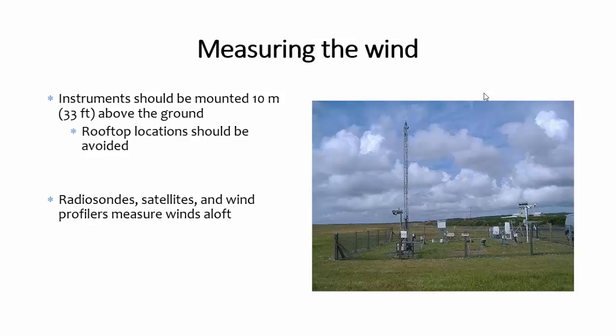Now, for measuring the wind, we do have pretty strict protocols from the National Weather Service. To get an official wind direction and wind speed, the protocol is that the instrument needs to be 33 feet above the ground.